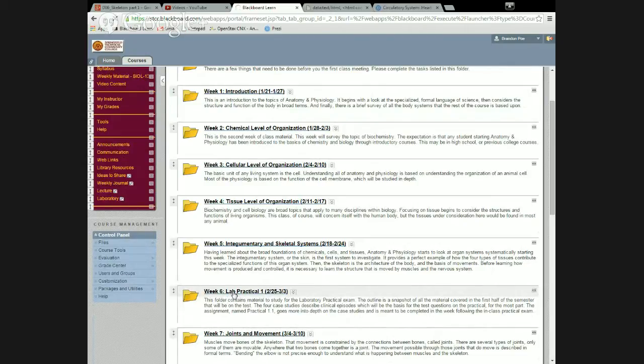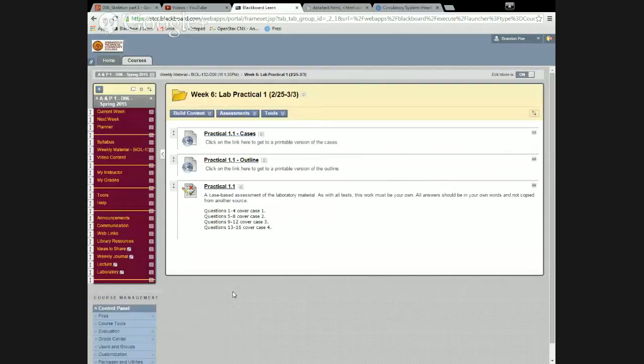In this folder, you'll find 3 things. One of them is the cases. Now, the cystic fibrosis case that we looked at is in that document. I should have shown you that document before, but I want to talk all about what's in here.